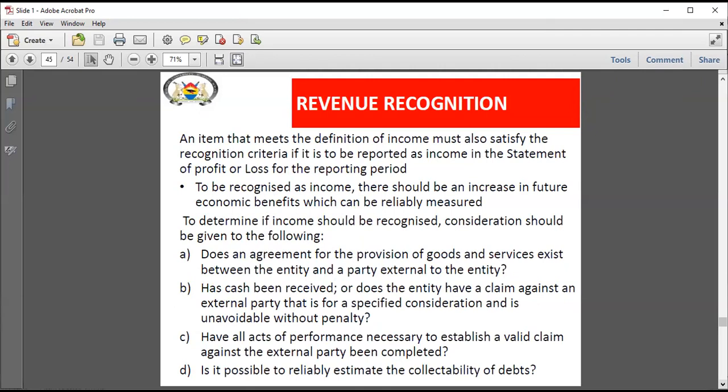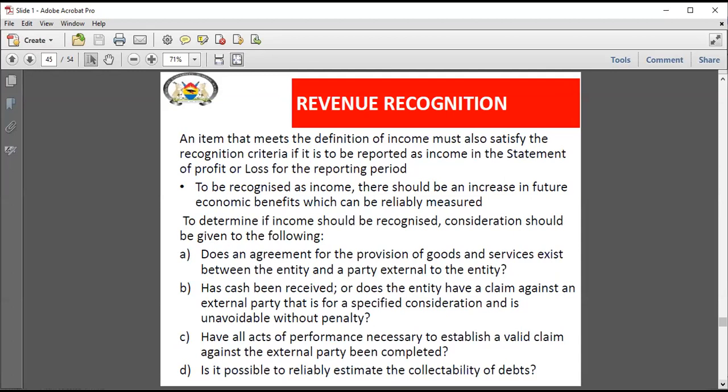So we also have this element of revenue recognition. We already looked at this when we were looking at the conceptual framework, but revenue recognition is just telling us at what point in time we should recognize revenue from our customers. You get it? Revenue from our customers. Now, from the definition of revenue, to recognize anything as income, there should be an increase in future economic benefits, which can be reliably measured.